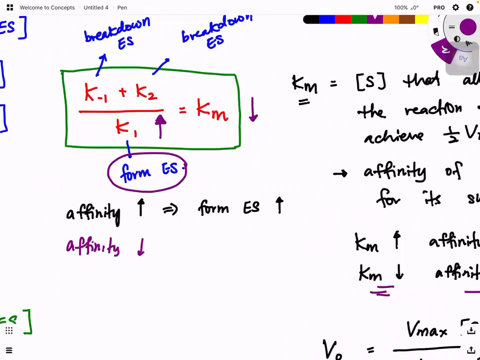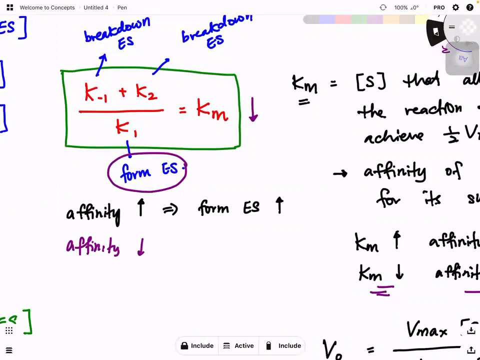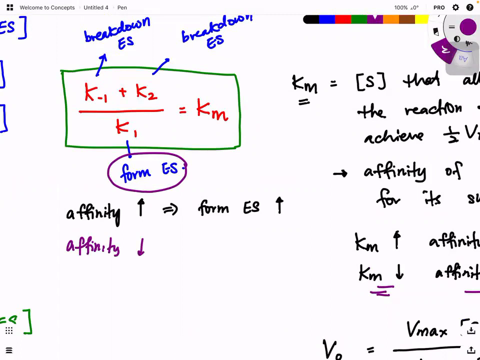But let's say affinity is low. Affinity is low basically means what? I don't want to form ES complex so much. So ES complex is lower, so Km is higher. That is why we know that when Km value is high, affinity is low, because now fewer ES complex can be formed. Are you clear? When affinity is lower, we have less ES complex formed. Therefore, Km value will be higher. Okay. So with this, I have done the first part already.